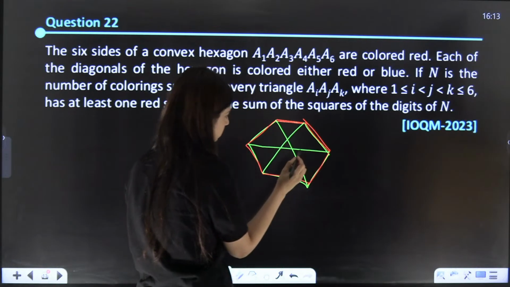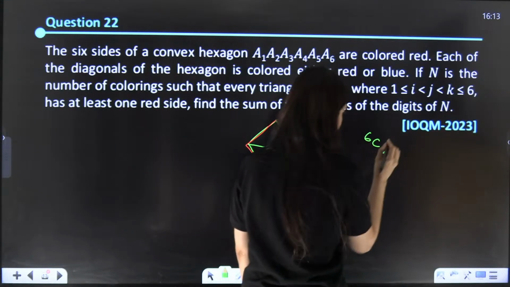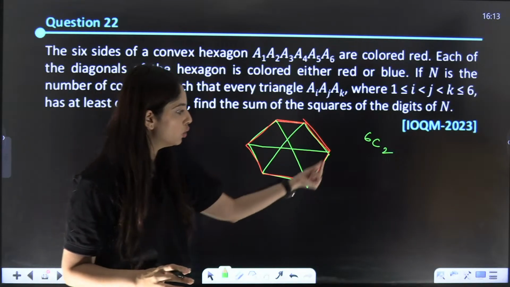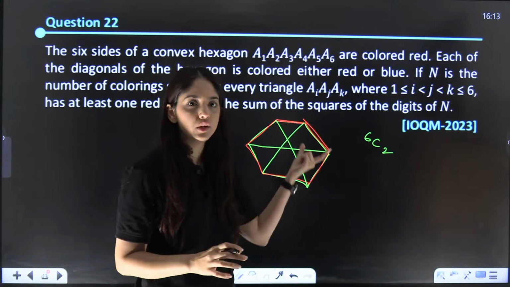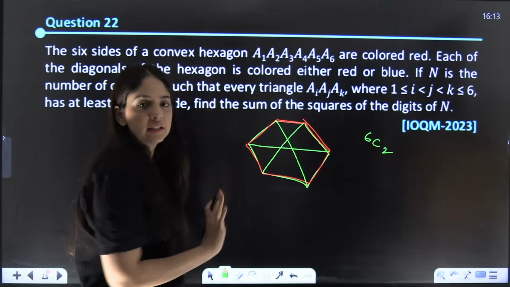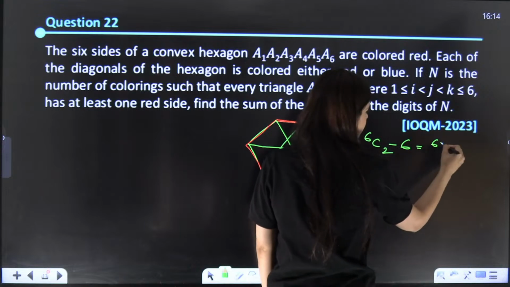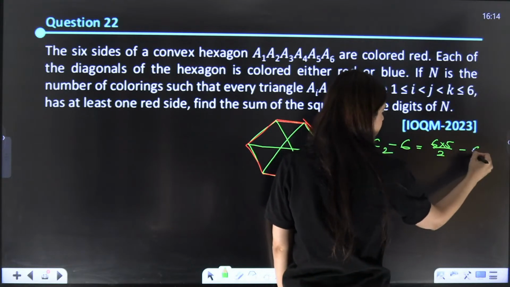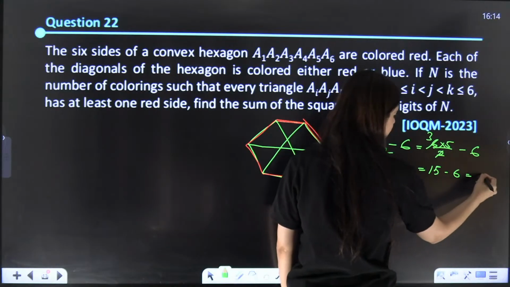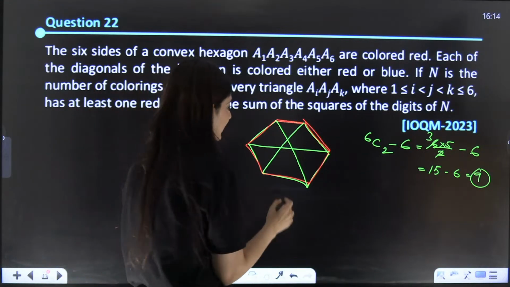How many will be there? In total we can select 6C2 line segments, right? 6C2 can join any two of these 6 points. Now we have already taken 6 sides, so the remaining diagonals will be 6 into 5 by 2 minus 6, 15 minus 6, that is 9. So there will be 9 line segments like this.